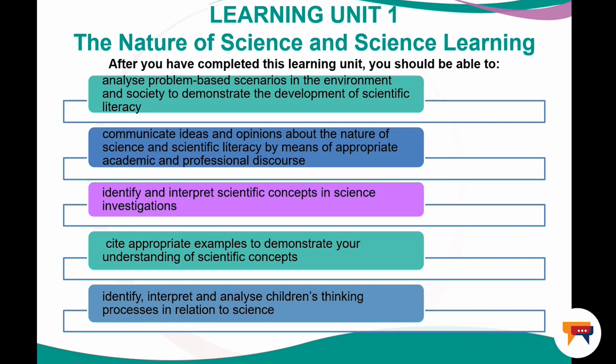Okay, so Learning Unit 1 is basically the nature of science and science learning. After you complete this learning unit, you should be able to analyze problem-based scenarios in the environment and society to demonstrate the development of scientific literacy. You also need to be able to communicate ideas and opinions about the nature of science and scientific literacy by means of appropriate academic and professional discourse, and identify and interpret scientific concepts in science investigations.